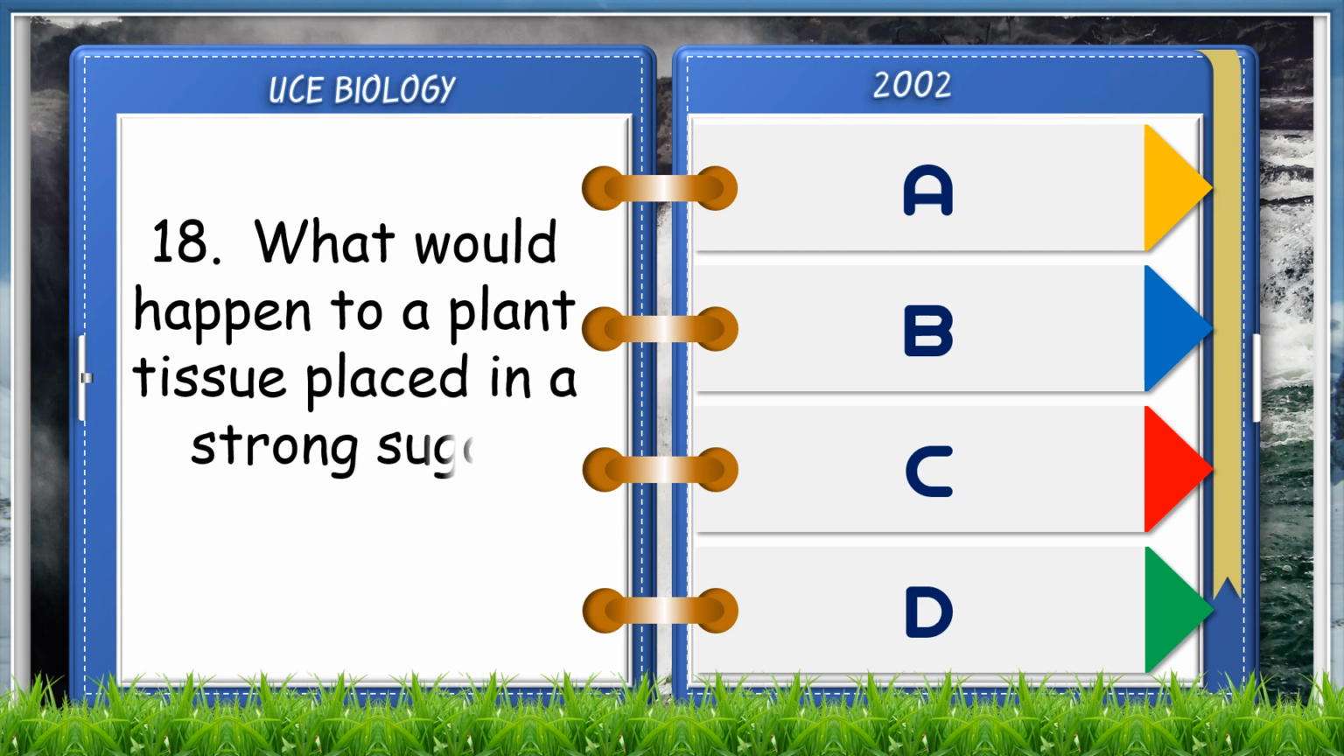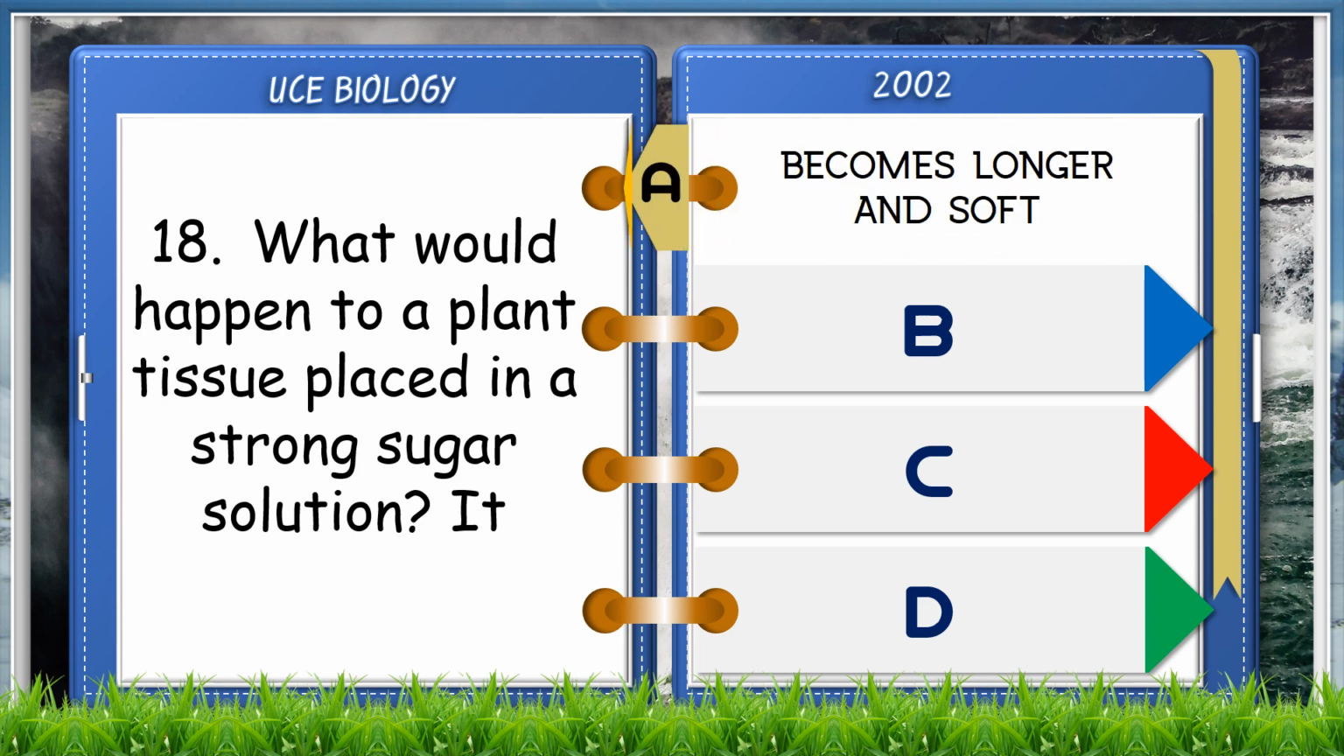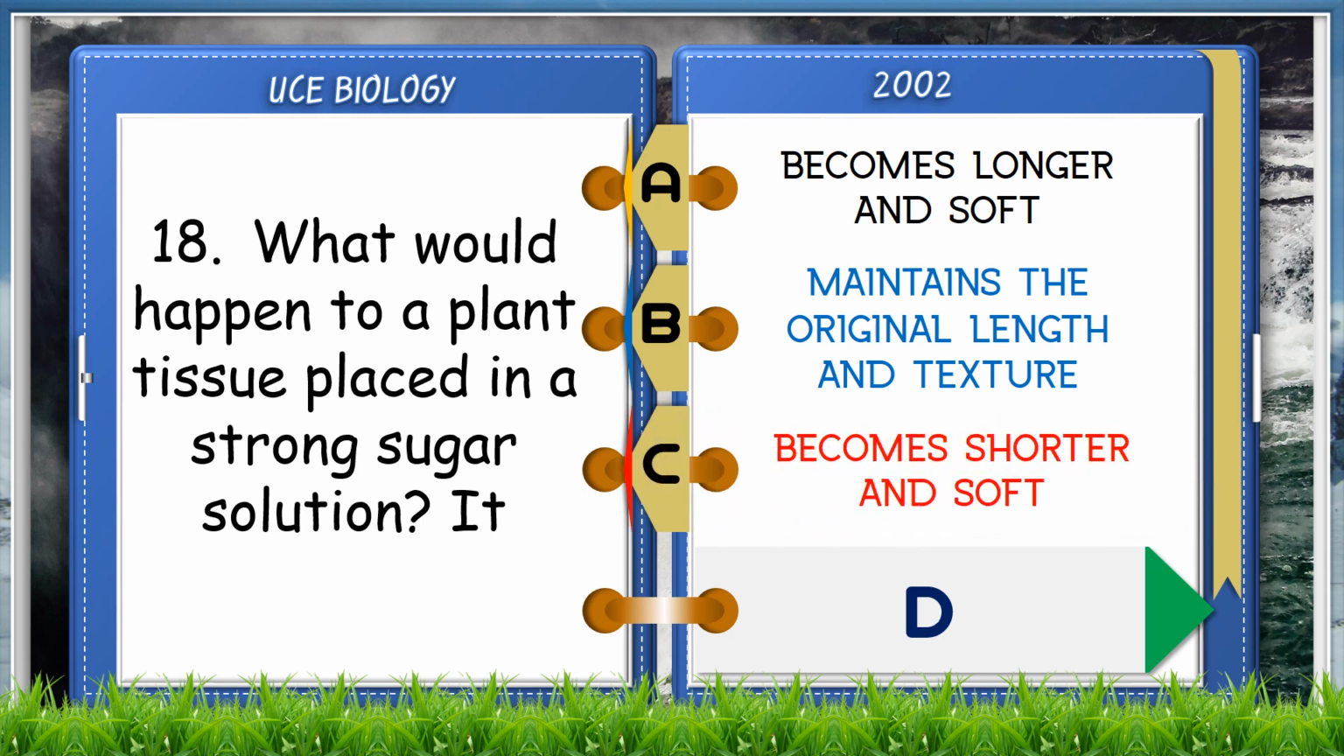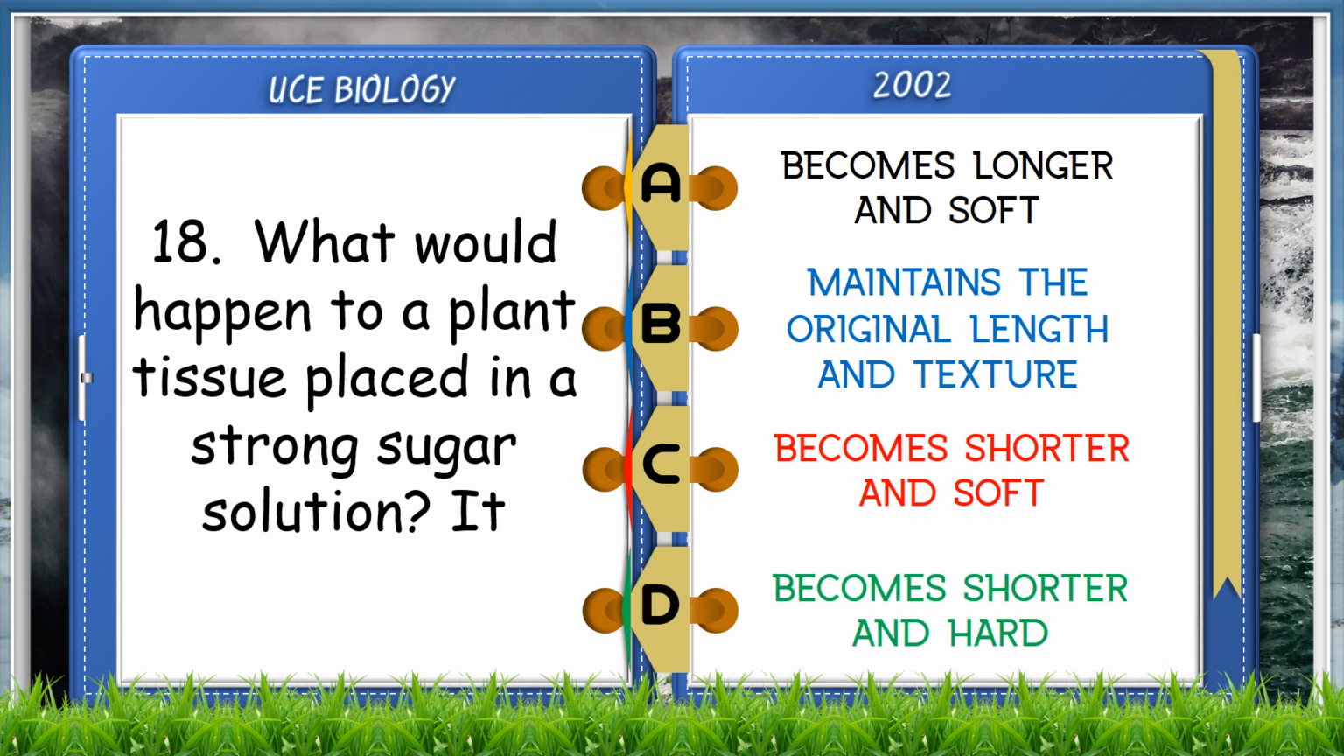What would happen to a plant tissue placed in a strong sugar solution? It A, becomes longer and soft. B, maintains the original length and texture. C, becomes shorter and soft. D, becomes shorter and hard. The answer is C, becomes shorter and soft.